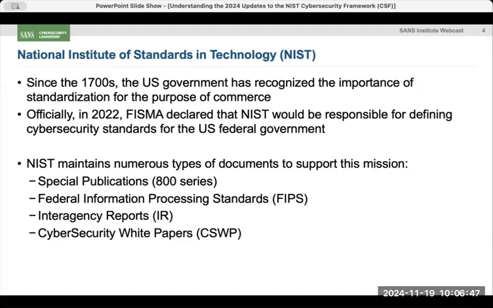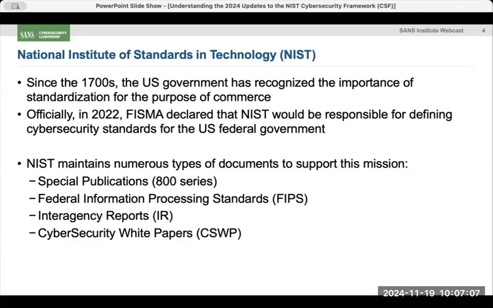I even found quotes from John Quincy Adams and George Washington, saying just the importance of, as a new nation, needing standardization in terms of weights and measures. And for a very long time, that was really its main focus.